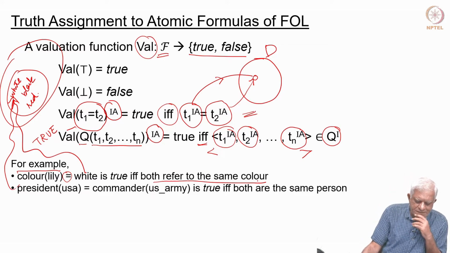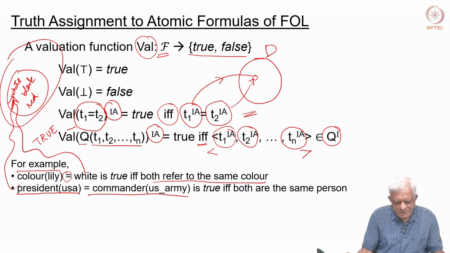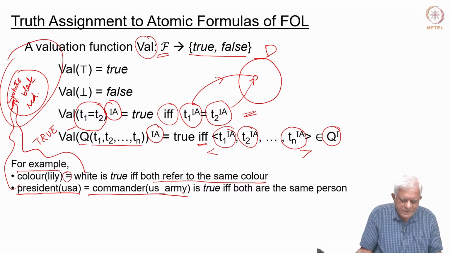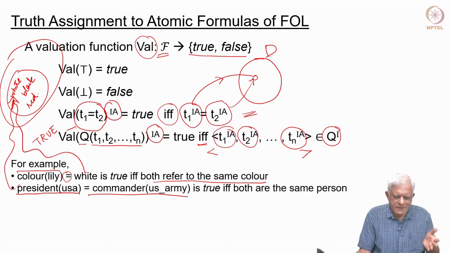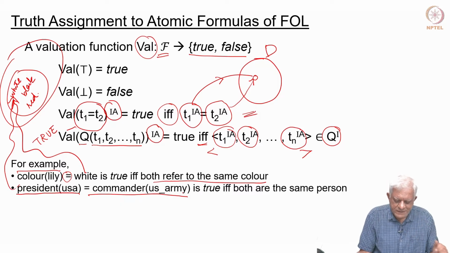In a similar fashion, the president of USA and the commander in chief maybe of the US Army, is true if again they refer to the same person essentially. Of course, in this case the person is not even identified, but at any given point it is identified. So, currently for example, the president of USA is Biden. So, this president USA will map to Biden and commander US Army also will map to Biden, in which case this sentence is true.